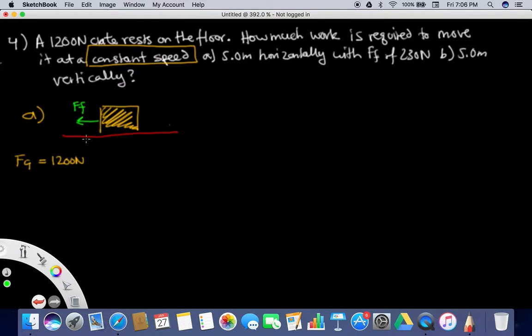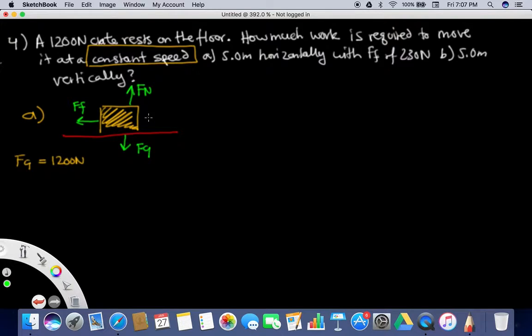We know that because it's on a surface, there has to be a normal force going upwards, perpendicular to the surface. Ground level is the surface. And we know that there's a gravitational force because it is matter. It has to have a gravitational force on it. So there is a gravitational force that exists on this crate.